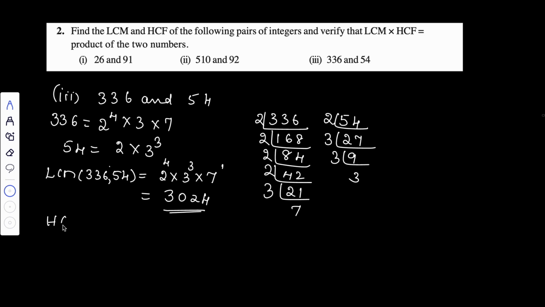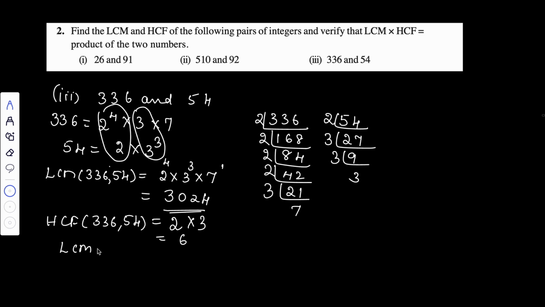Next we are going to HCF of 336, 54 is equal to, here out of common we'll write the lower power, that is 2, and here it is 3, so HCF is 6. Now we'll multiply LCM into HCF for the verification, that is 3024 into 6. When we multiply this, we are getting here 18,144.